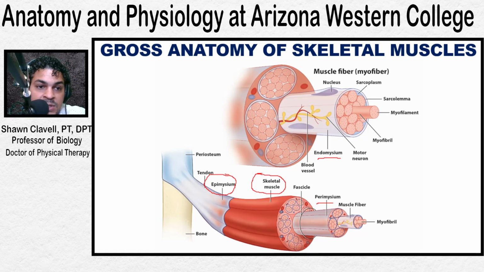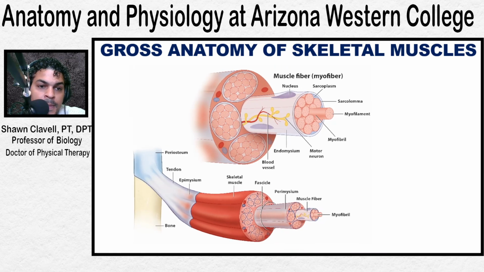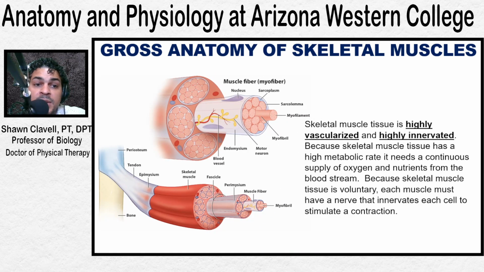We can see that there's other tissues involved. We can highlight some nerves and arteries here. So nervous tissue, vascular tissue as well. So connective tissue, some more forms of connective tissue that make up this organ that is the skeletal muscle. And so skeletal muscle is highly vascularized. It's also highly innervated, meaning that it has a lot of blood flow. It also has a lot of nervous connections as well.